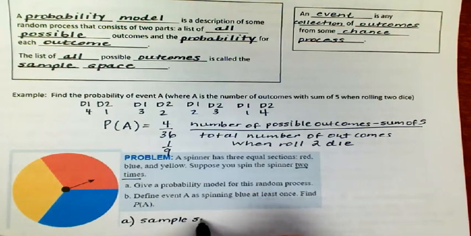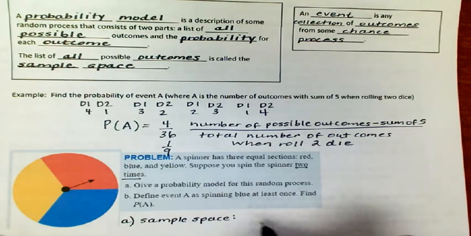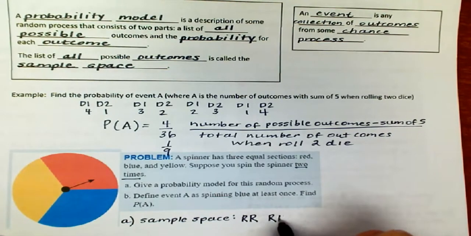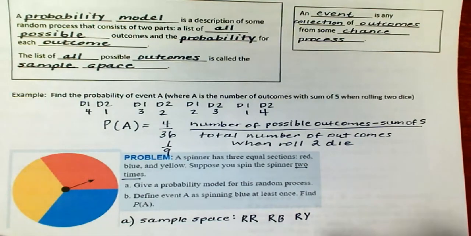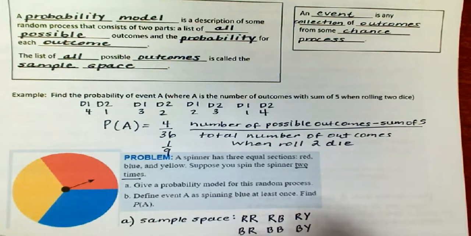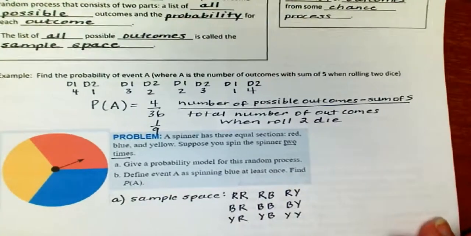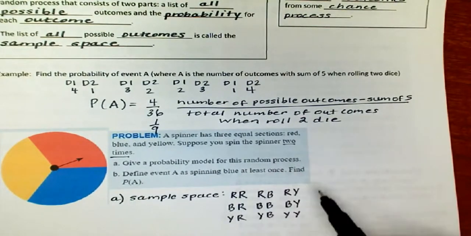Okay, and our sample space, let's start with red. So let's say we spin red, and then the second spin's a red. Then we spin red, and the second spin is a blue. Then we spin red, and the second spin is yellow. All right, now let's go down and do blue, then red, blue, then blue, blue, then yellow. Let's do yellow and red, yellow and blue, yellow and yellow. So this is my sample space. This is all the possibilities that I could get when I spin 2 times, okay?